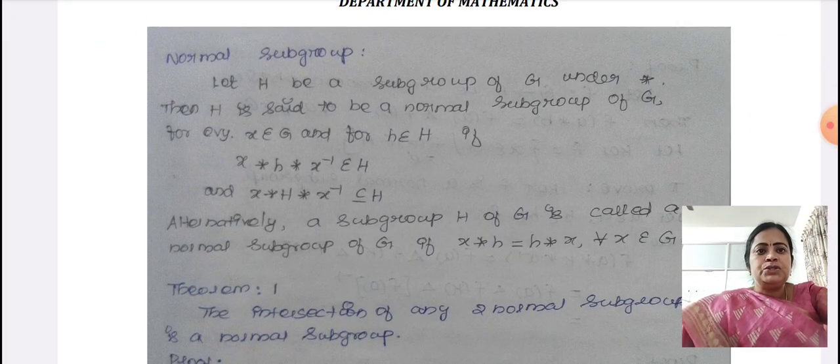Suppose H is a subgroup of G under star. Then H is said to be a normal subgroup of G if, for x belongs to G and h belongs to H, x star h star x inverse belongs to H, that is, it is contained in H. Alternatively, a subgroup H of G is called a normal subgroup if H star x is equal to x star H for all x belongs to G.